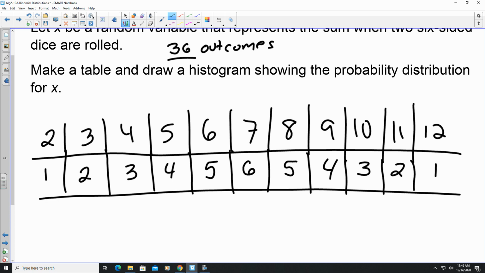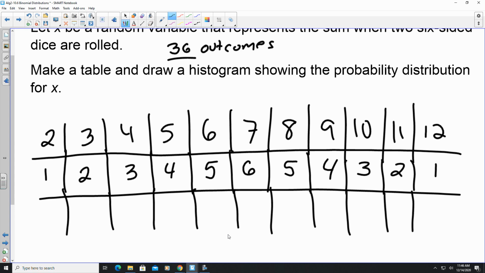Knowing that there are 36 possible outcomes, we can now find the probabilities. The probability of getting a sum of 2 is 1 out of 36, and it's the same for a 12. The probability of getting a 3 is 2 out of 36, or 1 out of 18, and the same goes for 11. For a sum of 4, it's 3 out of 36, which is 1 out of 12, and the same for a 10.